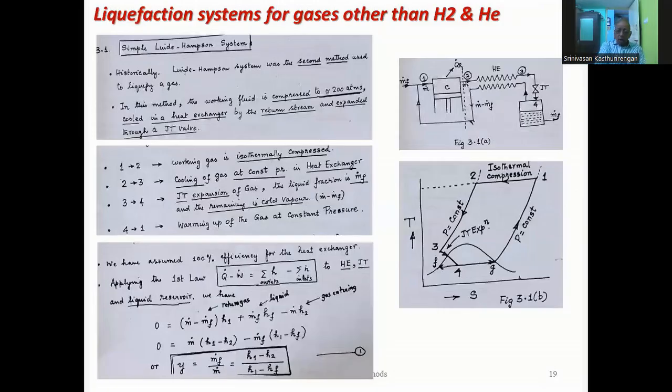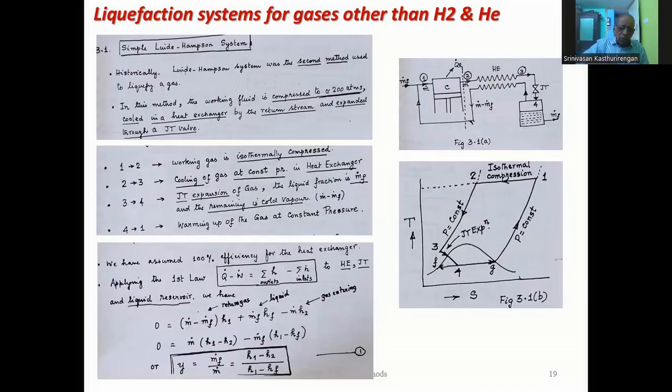Now we are going to talk about liquefaction systems for gases other than hydrogen and helium. Historically, this liquefaction system is known as simple Linde-Hampson system. Now, what is simple Linde-Hampson system? We are going to briefly explain this now. It is one of the earliest, probably the second method which was used for liquefaction of gases, the first one being the cascade methodology.